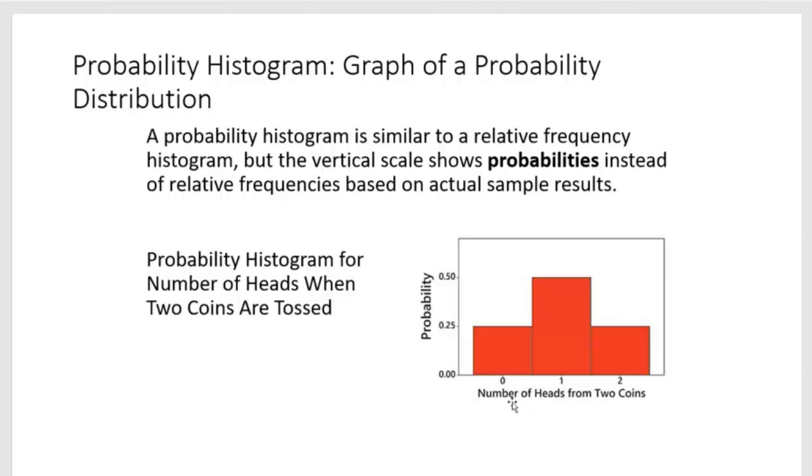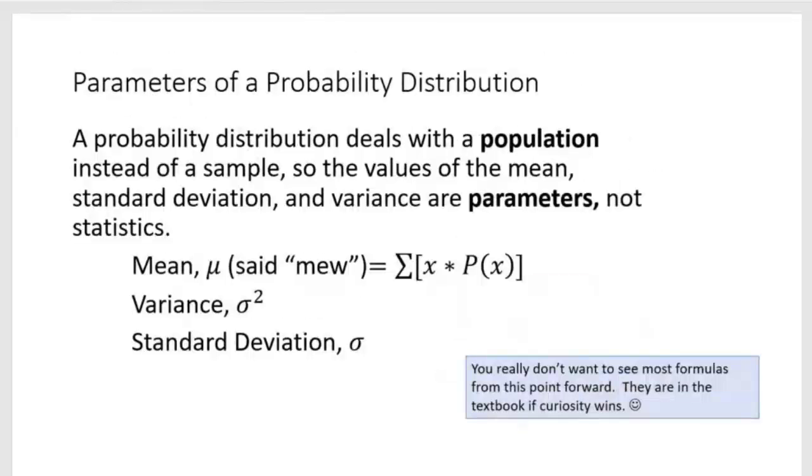So the number of heads from 2 coins, we could get 0, 1, or 2. Those probabilities we just got on the previous page, the probability of 0 was 25% or 0.25, and you can see that these heights fit that. Okay, now you might also notice that even though this is certainly not smooth, it is symmetrical and lower on both ends, so it starts to resemble a normal distribution.